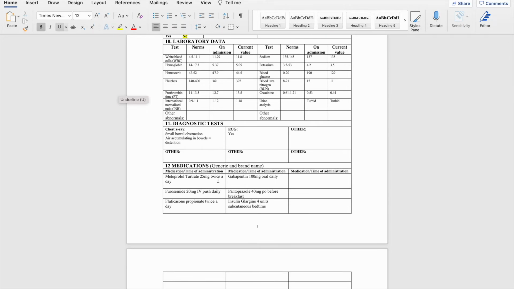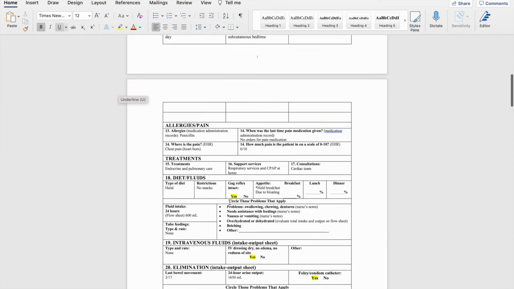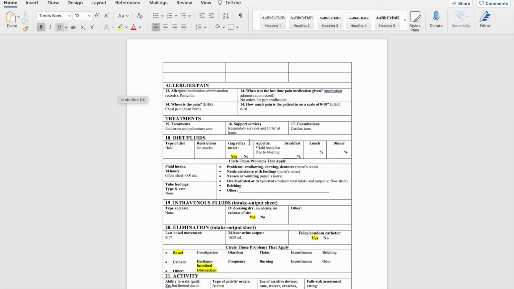Here is just a list of medications that this patient was receiving. The allergies, this patient was allergic to penicillin. When was the last time? There were no orders. Again, a lot of this information was from the charts that the nurse or my preceptor already had prior to going in. So I just copied some of the information there.